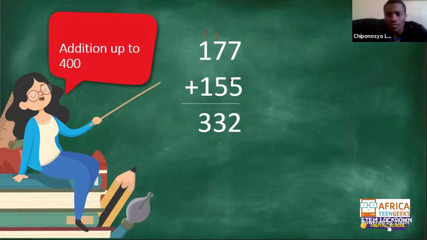Write the 7 plus 5 is equal to 12. So you put the 2 here, you carry 1. Then 7 plus 5 is equal to 12 plus 1 is 13. You put the 3 here, carry 1. Then 1 plus 1 plus 1 is 3, which is 332.